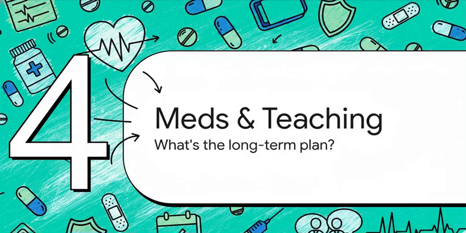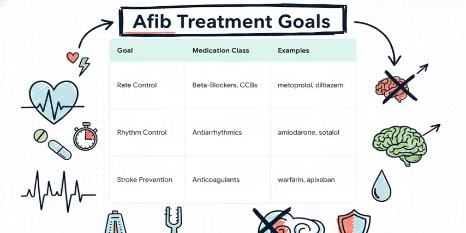Okay, let's talk about the long-term game plan. This is all about the key medications you'll be giving and the absolutely essential teaching your patient needs to go home safely and avoid complications. Treatment for AFib really boils down to three goals. We want to control the rate, sometimes control the rhythm, and most importantly, prevent strokes. For rate control, think beta blockers like metoprolol or calcium channel blockers like diltiazem. And for that critical stroke prevention piece, the patient will almost always be on an anticoagulant.